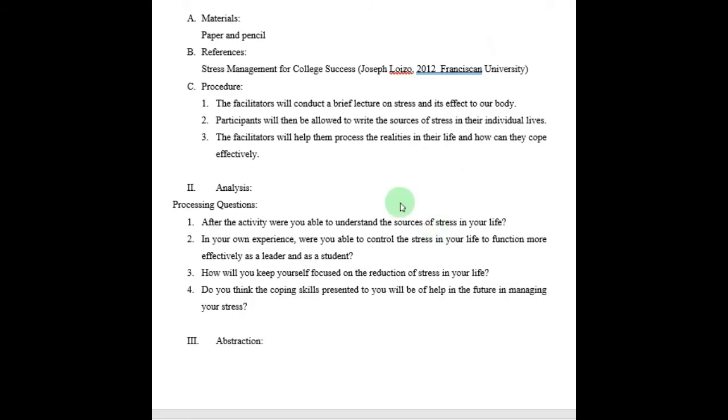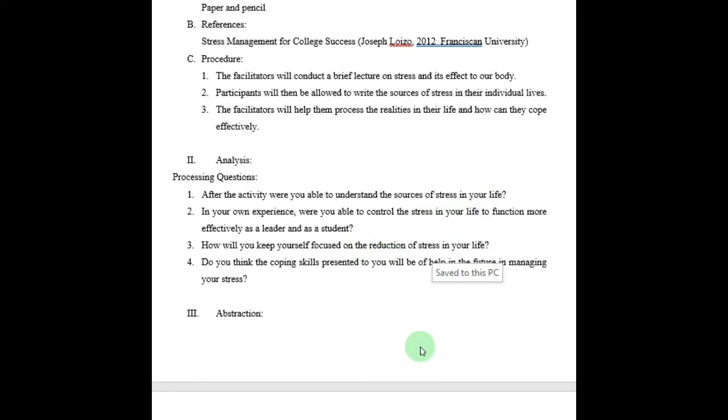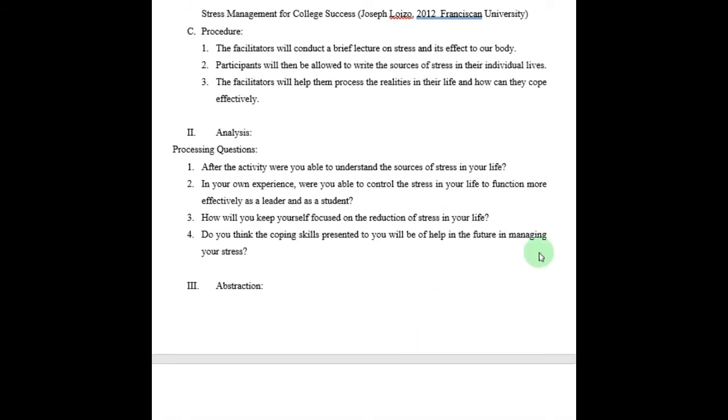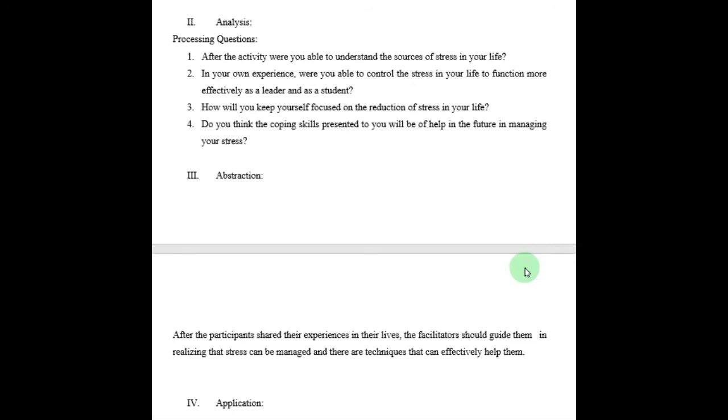Okay? And then, after ng each module, magpapasok ka ng analysis. For you to identify kung itong module ba to ay ano yung effect na nakakuha sila ng information regarding on what is stress. So, meron ka ngayong processing question. Okay? After the activity, were you able to understand the sources of stress in your life? Okay? In your own experience, were you able to control this stress? Okay? How will you keep yourself focused on the reduction of stress in your life? And how do you think the coping skills presented to you will be of help in the future in managing stress? Okay? Then we have abstraction.